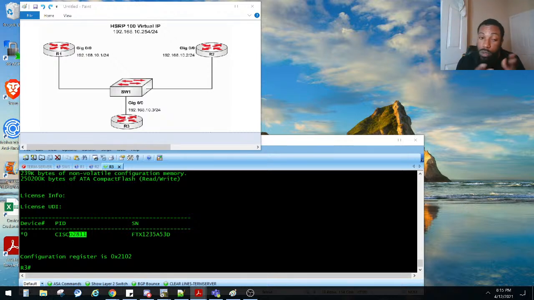Like, for example, I talked a little bit about HSRP and what it is, right? But let's talk about some of the concepts about it. So with HSRP, they have what's called the active gateway or active router, versus the standby router.